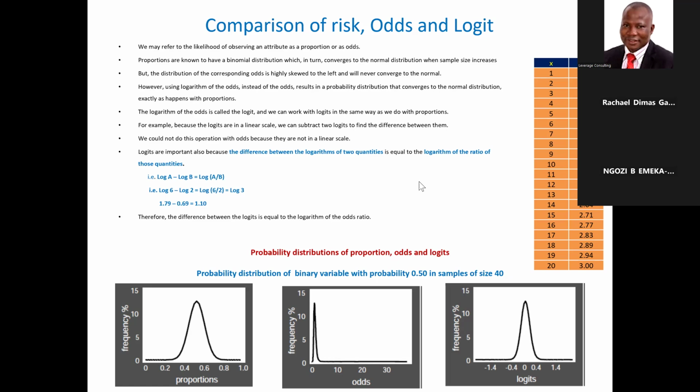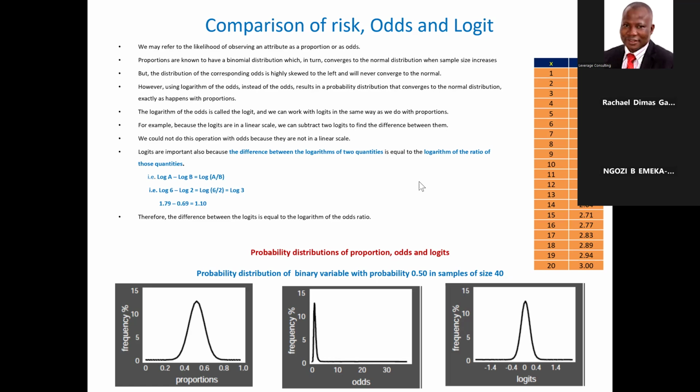The logarithm of the odds is called the logit. That is, the logarithm of p over 1 minus p is called the logit. And we can work with logits in the same way we do with proportions. For example, because the logits are on a linear scale, we can subtract two logits to find the difference between them. We could not do this operation with odds because they are not on a linear scale.